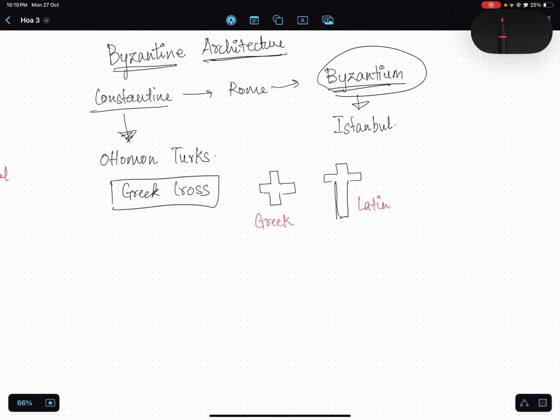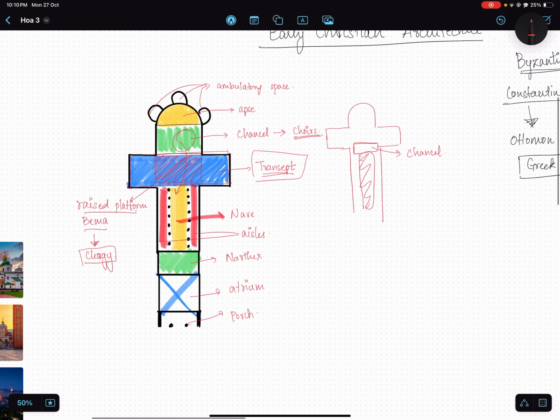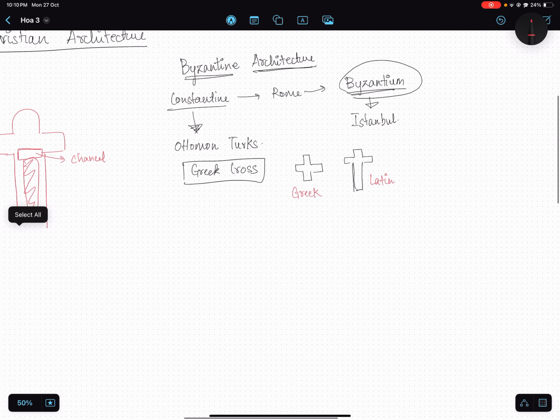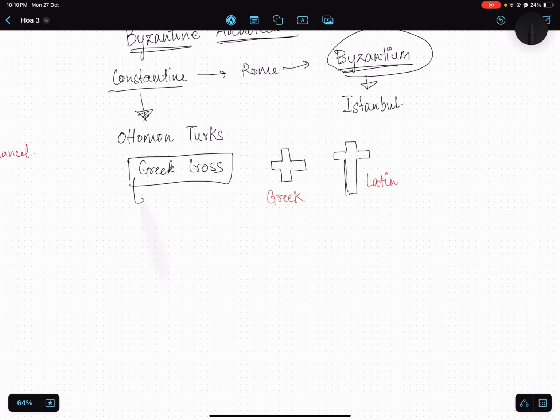Okay, another important thing that I forgot to mention regarding church plan is that this part is your east and the entrance is towards west all the time. So this is an important thing to remember. Now back to Byzantine architecture. And since they used a Greek cross, most of their plans were centralized. So they had a centralized planning.